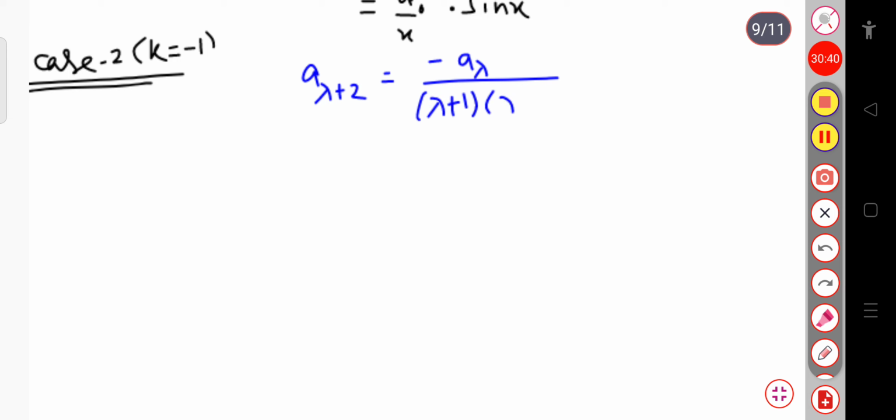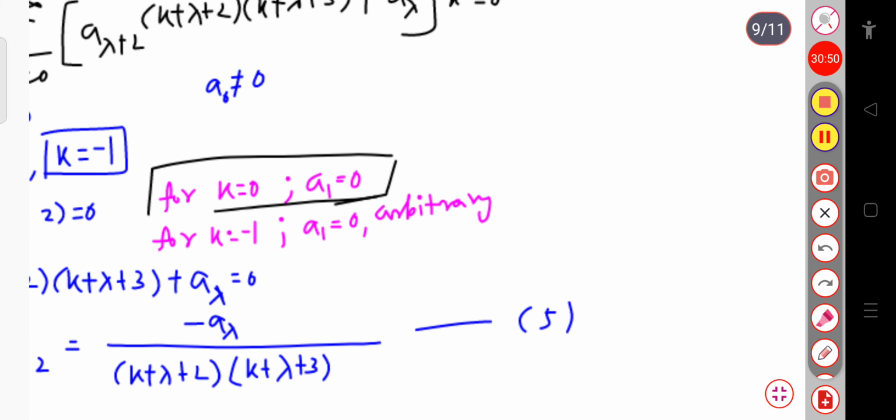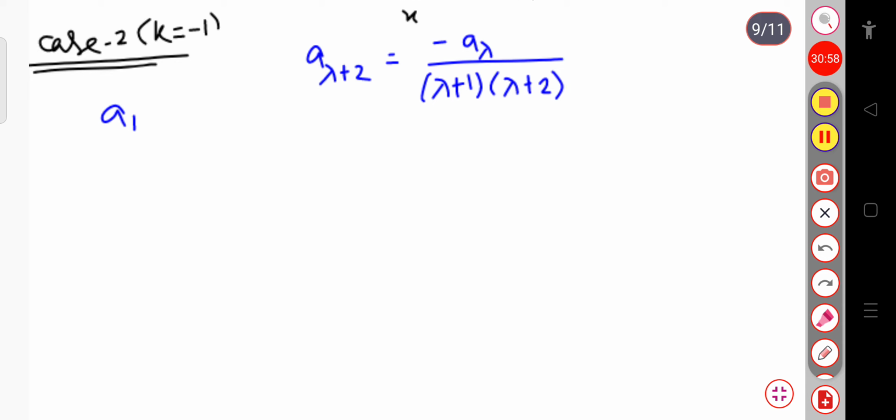Okay, and here when k equal to minus 1, you know the a1 value is arbitrary, or you may take it as 0. Now if I put a1 equal to 0 for simplicity, again a3 will go to 0, because a lambda plus 2, when lambda equal to 1, is 1 plus 2, that is 3. So a3 also equals 0 and a5 also equals 0 and so on.